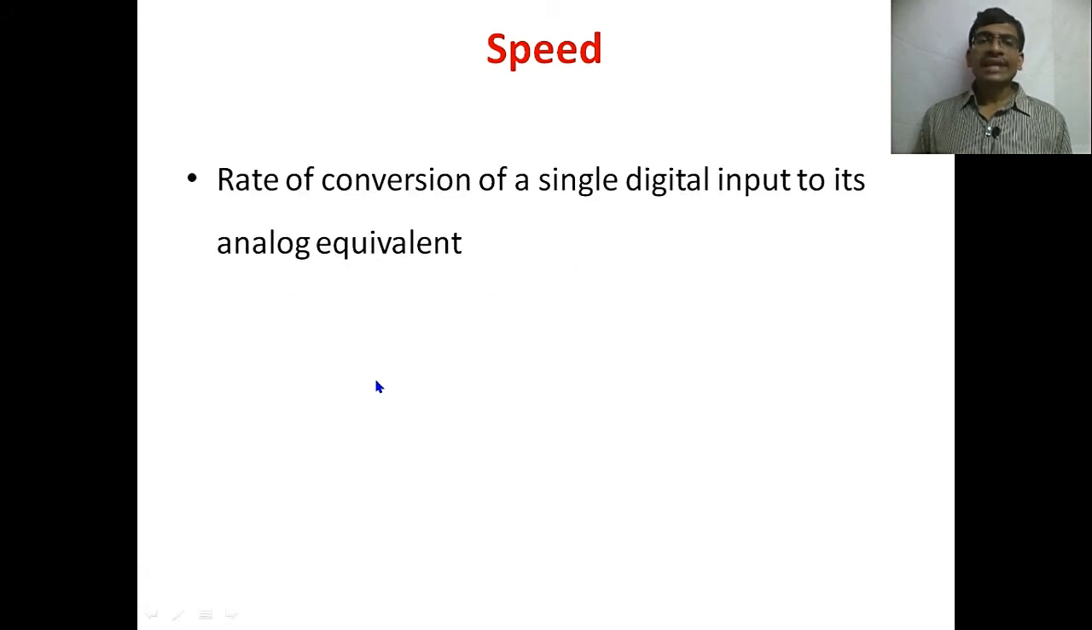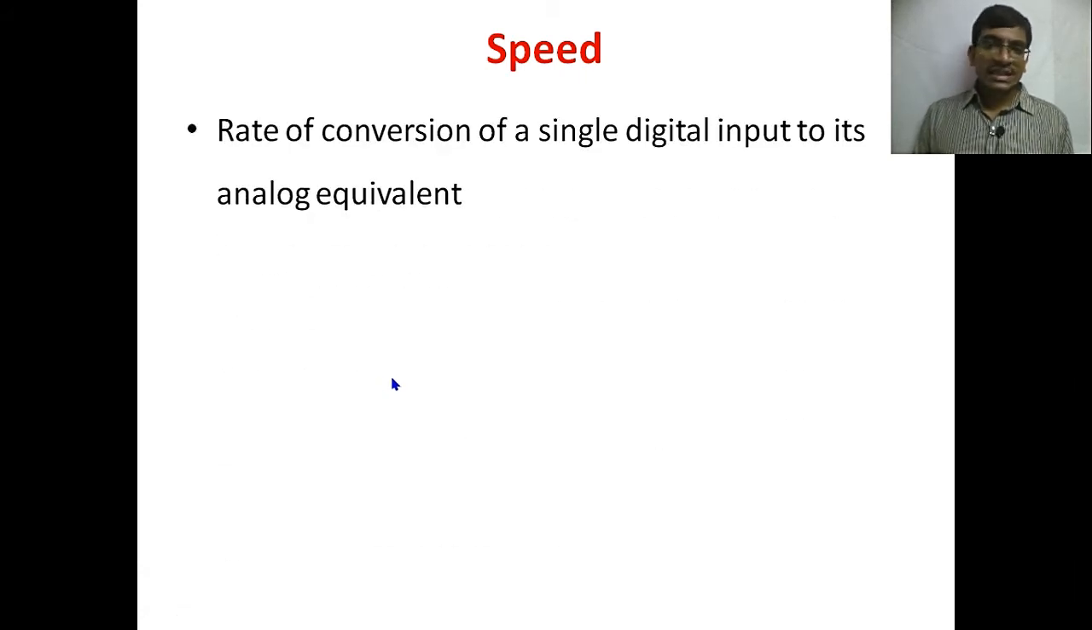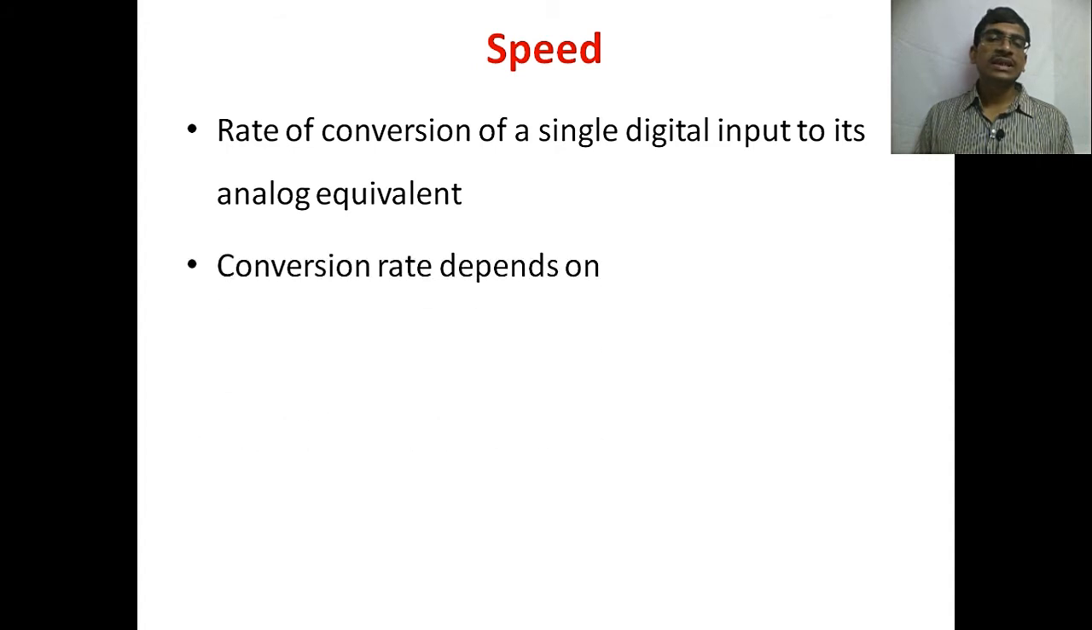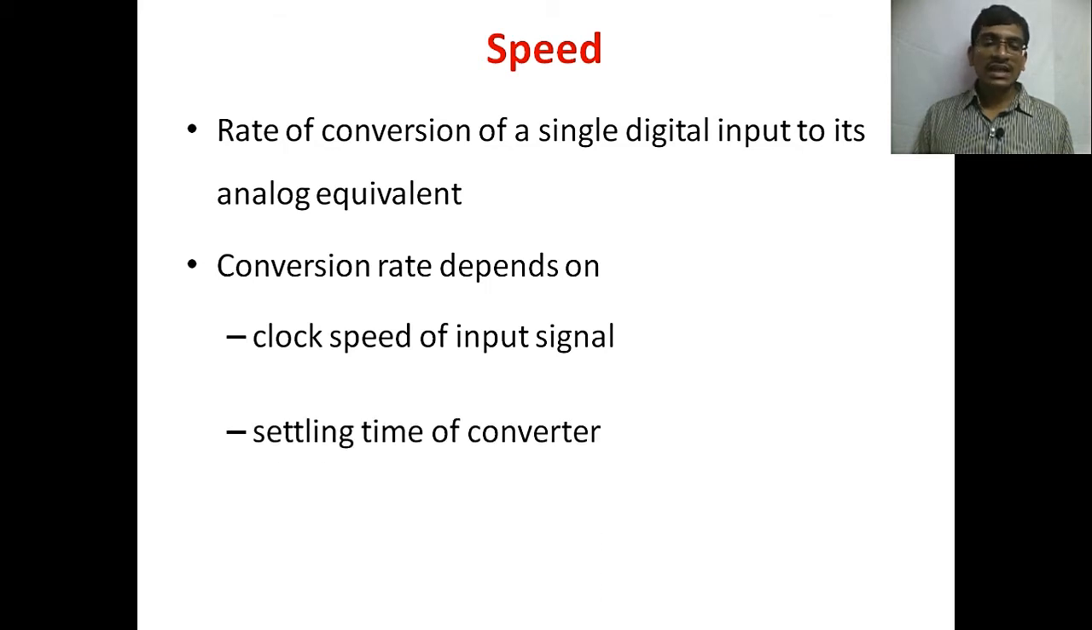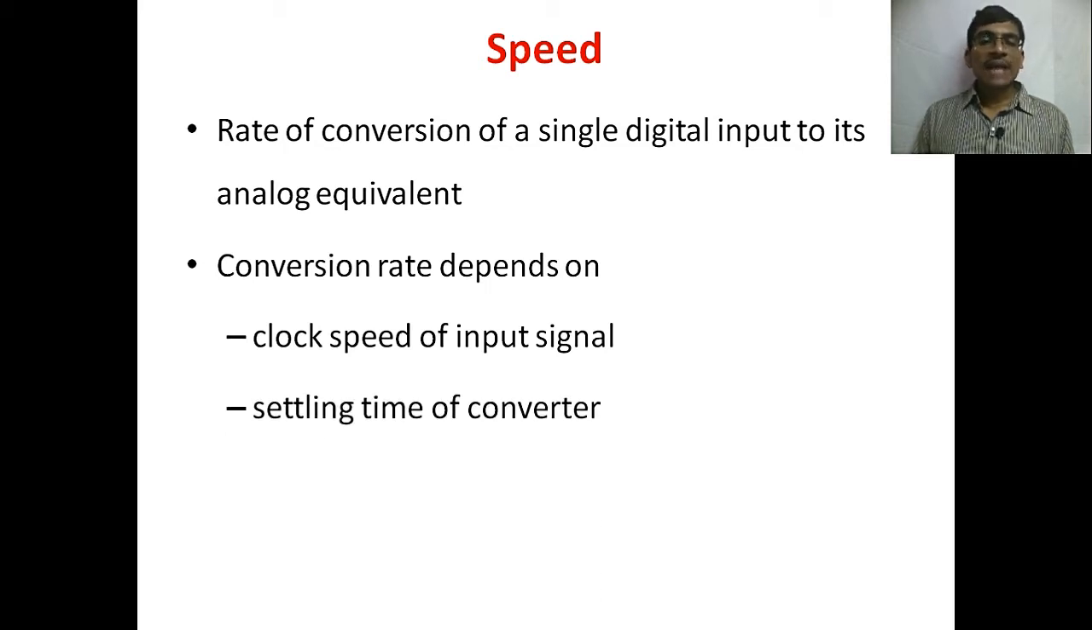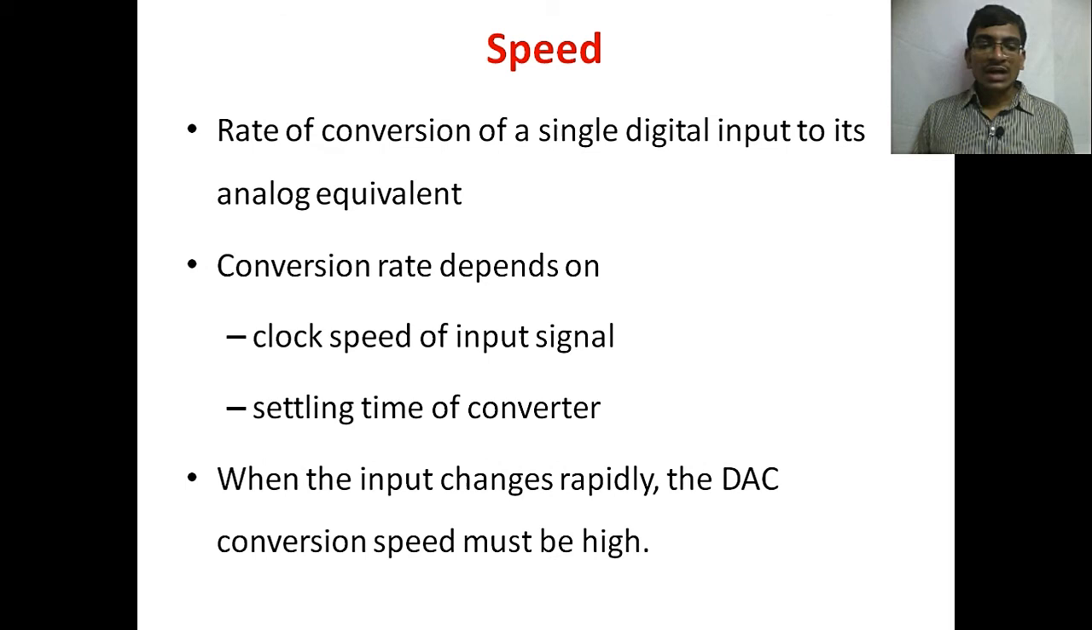The next characteristic is the speed. The rate of conversion of a single digital input to its analog equivalent is called speed. This conversion rate depends on the clock speed of the input signal and the settling time of the converter, and when the input changes rapidly, the DAC conversion speed must be high.